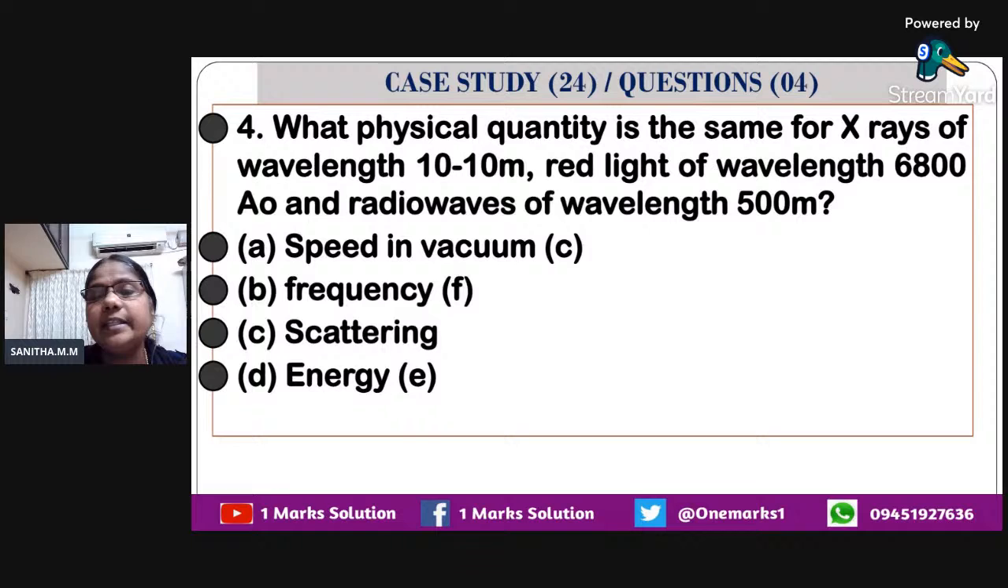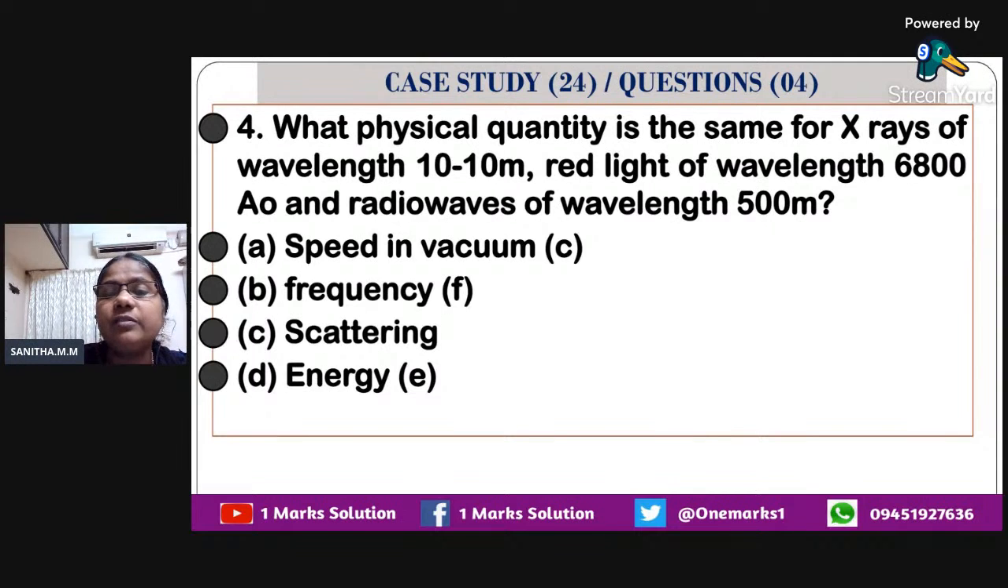What physical quantity is the same for X-rays of wavelength 10 raised to minus 10 meter, red light of wavelength 6,800 angstrom, actually we have to write Å. That is angstrom, 10 raised to minus 10 meter. Here it is 10 raised to minus 10. That is why it is written 10 raised to minus 10 meter.